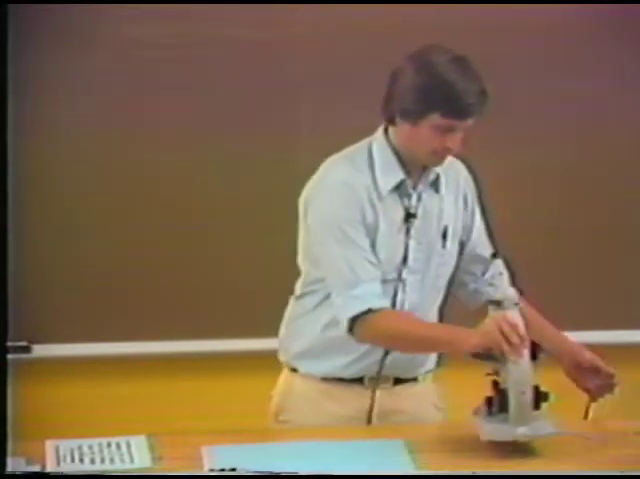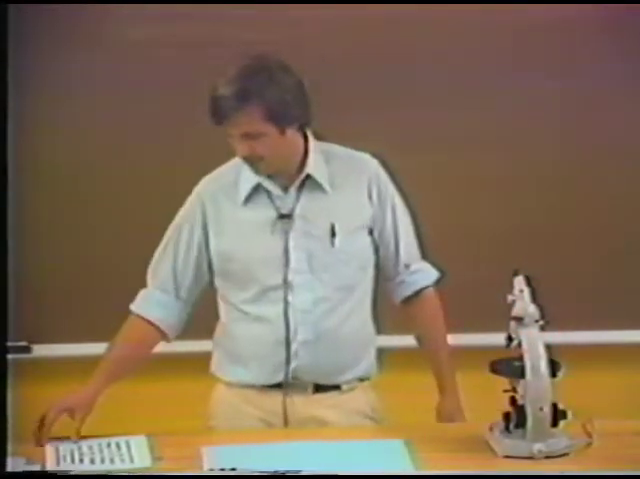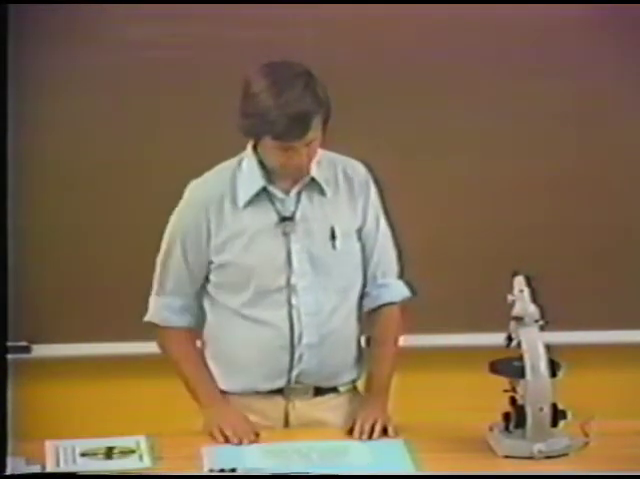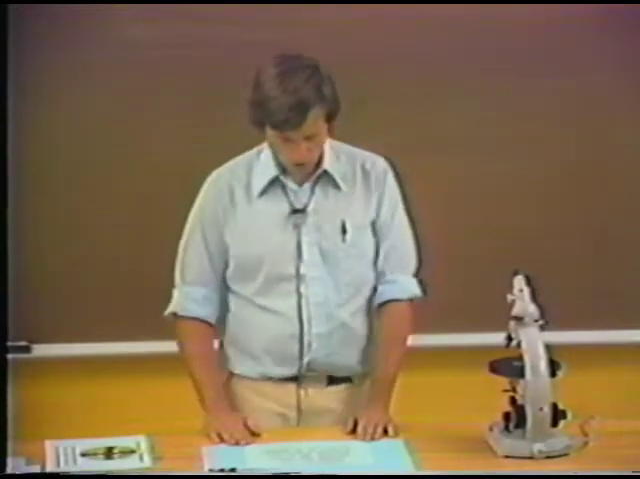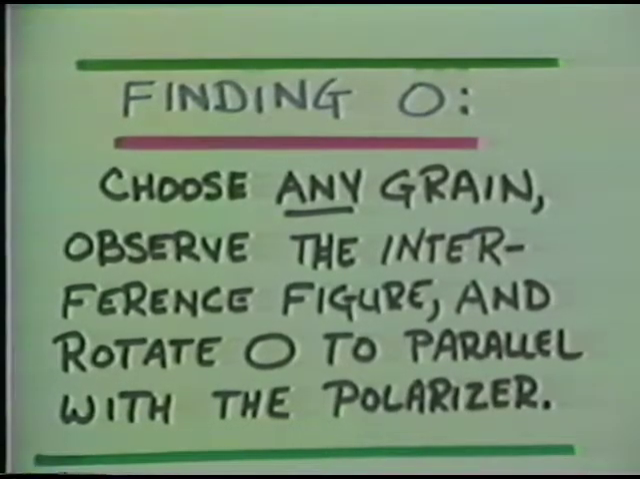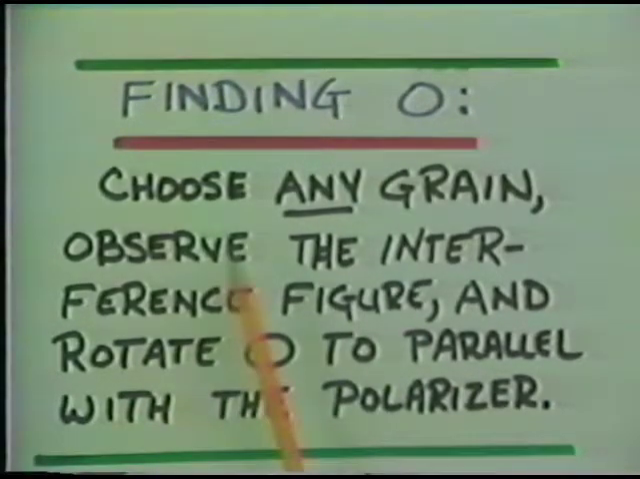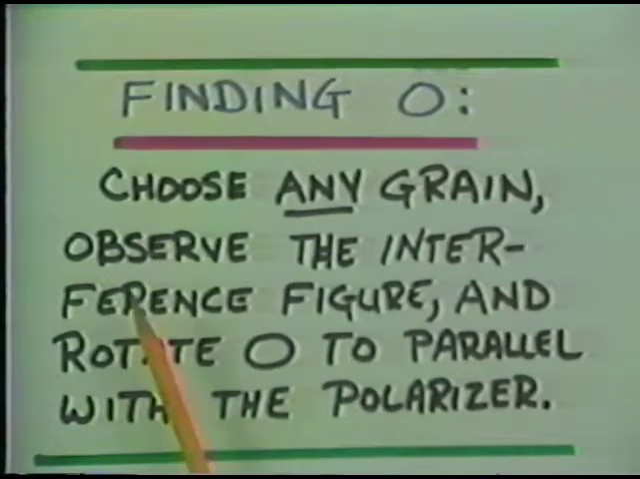So what about a strategy then for finding the O and the E ray? First of all, to find O. O is the easiest one to find, and so the steps for finding it are a good deal simpler. You can choose any grain and look at the interference figure. And from that interference figure there will be some way in which you can rotate the mineral grain until O is parallel with the microscope polarizer.